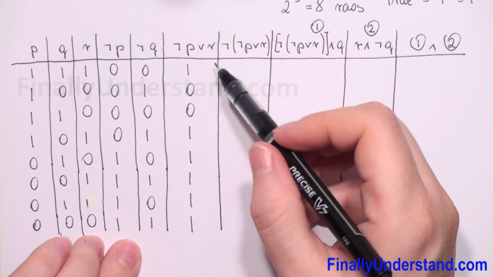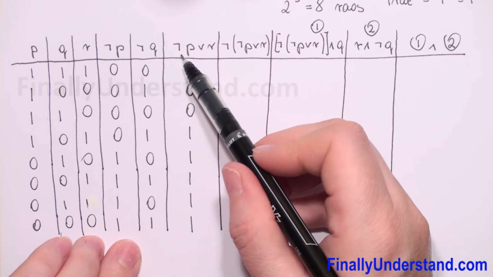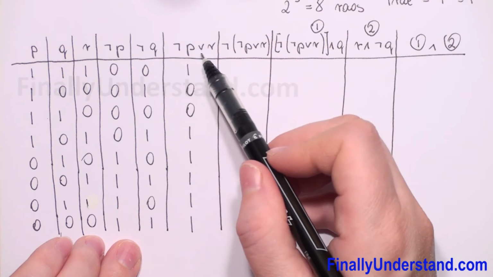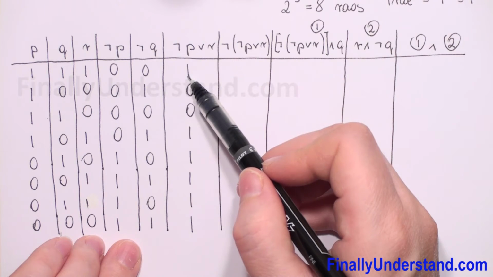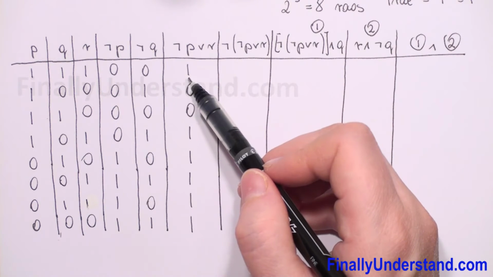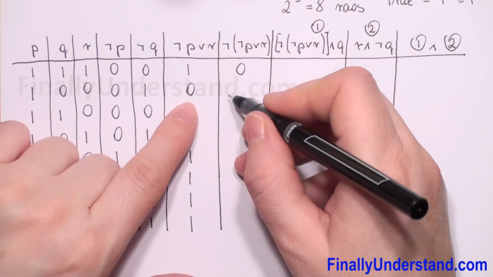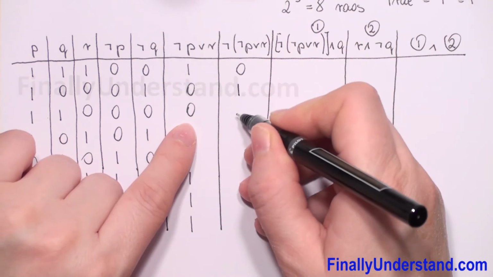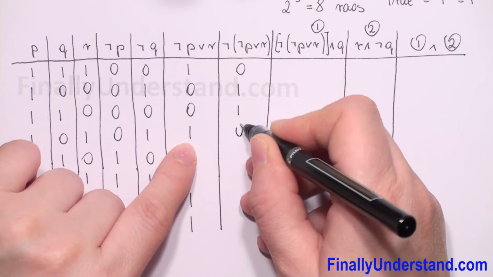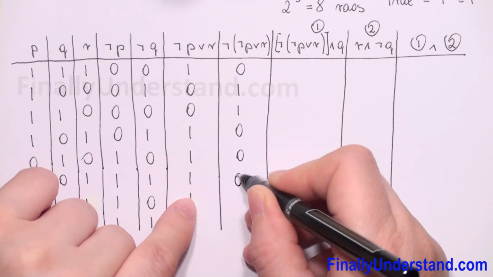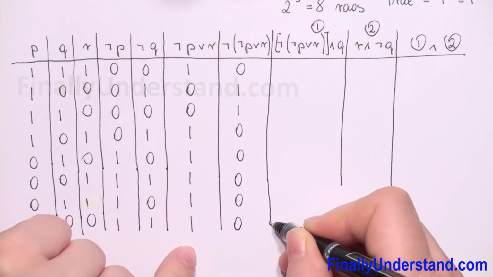Next, we have negation of this whole statement, not P or R. First, we have not 1, so this is false. Not true, so this is 0. Not false, so this is 1, 1, 0, 0, 0, 0, 0.